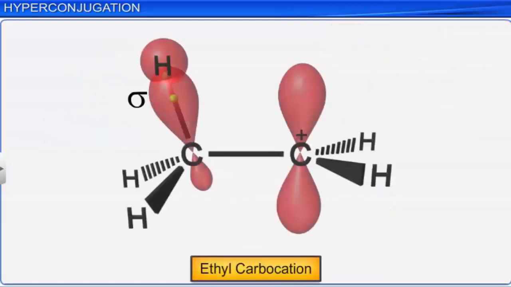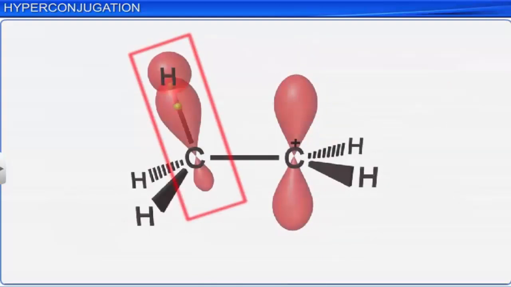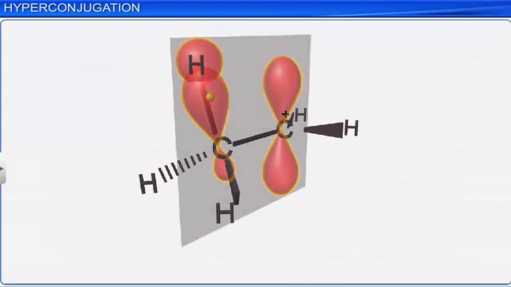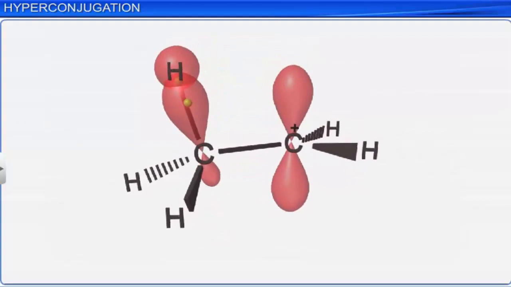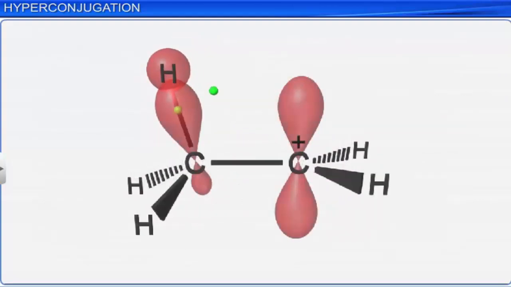Let us take the example of the ethyl cation to explain this effect. In the ethyl cation, the positively charged carbon atom has an empty p orbital. One of the carbon-hydrogen bonds of the methyl group aligns in the same plane with the empty p orbital of the positively charged carbon atom. The electrons of this carbon-hydrogen sigma bond then get delocalized into the empty p orbital as shown here.